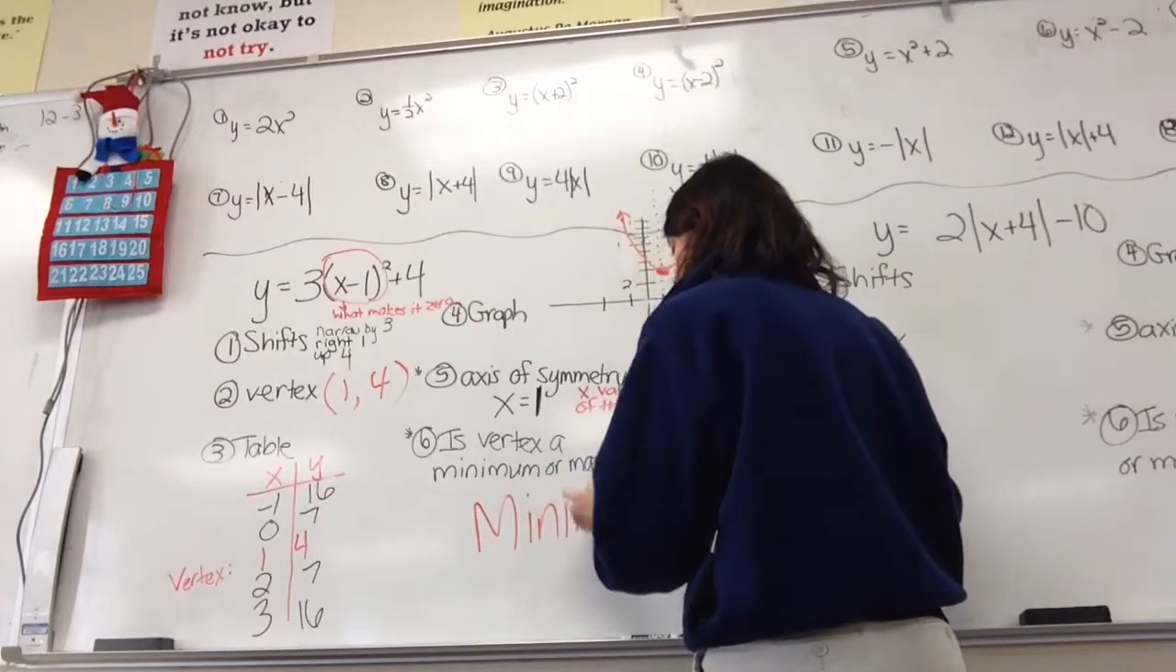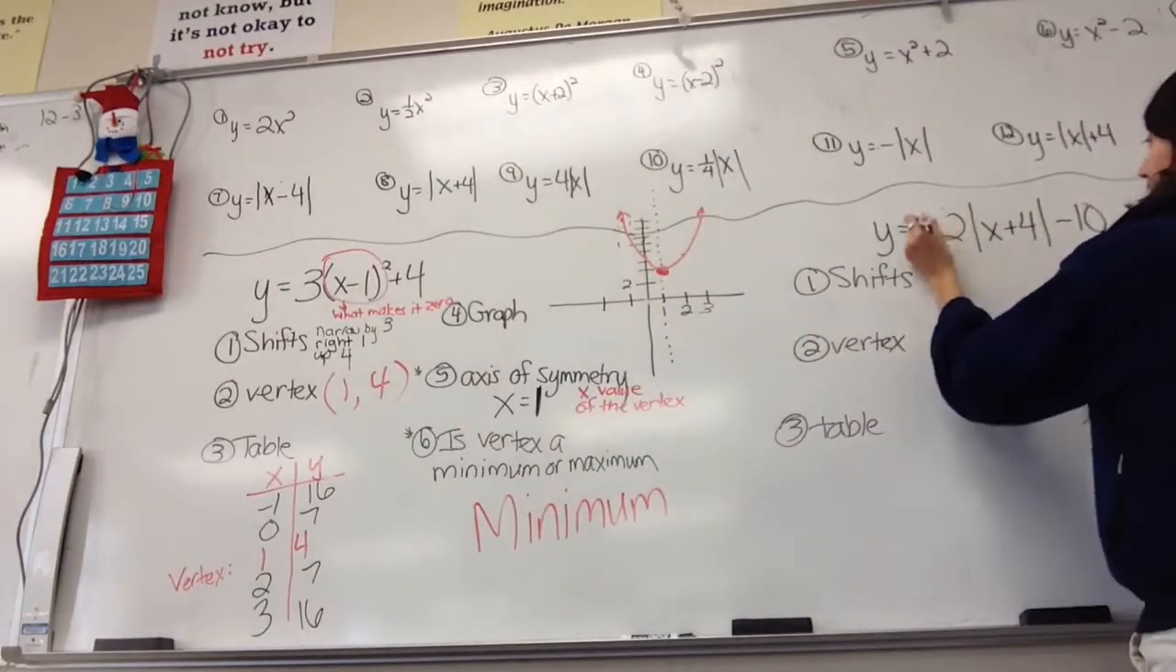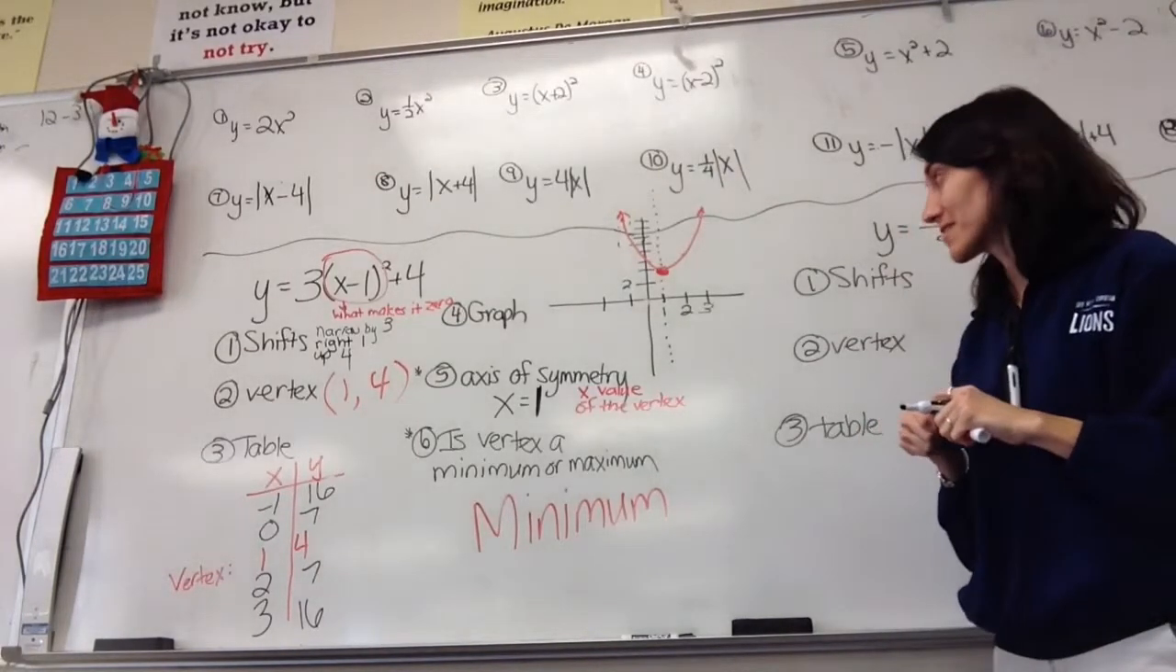So if you had a negative, it's like if the arrows are going up, it's a minimum. If the arrows are going down, it's a maximum. Why is it maximum again?